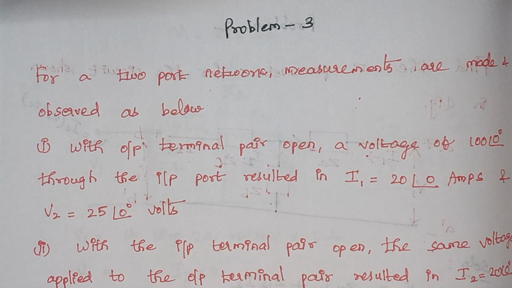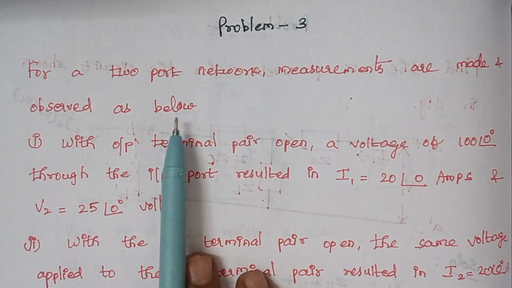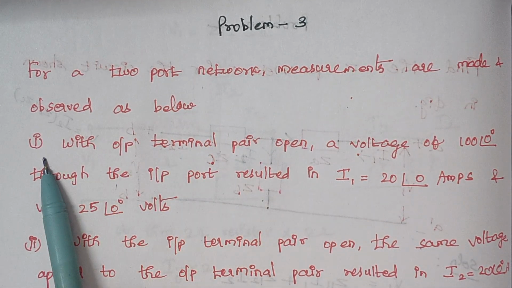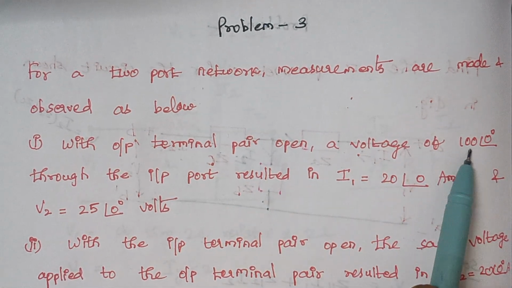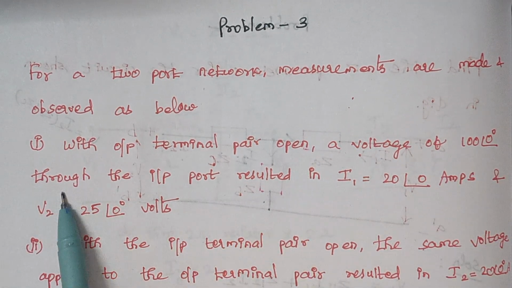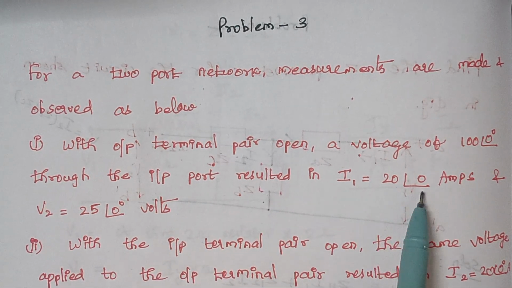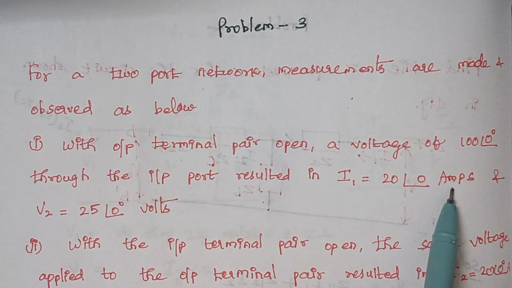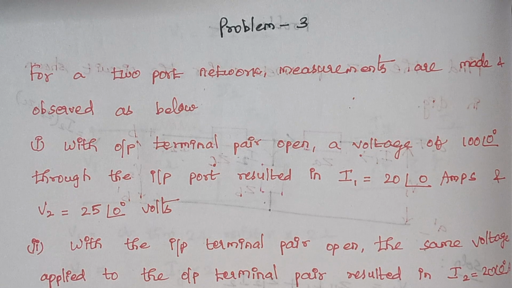Today we are going to solve problem 3. The problem is, for a two-port network, measurements are made and observed as below. The first question is, with the output terminal pair open, a voltage of 100 volts with 0 degree through the input port resulted in I1 equal to 20 with an angle of 0 amps and V2 equal to 25 with an angle of 0 degree volts.